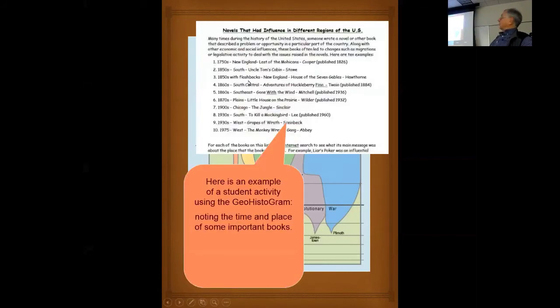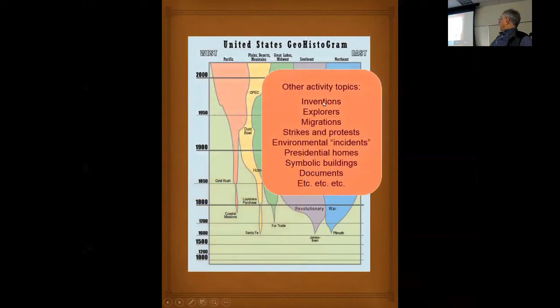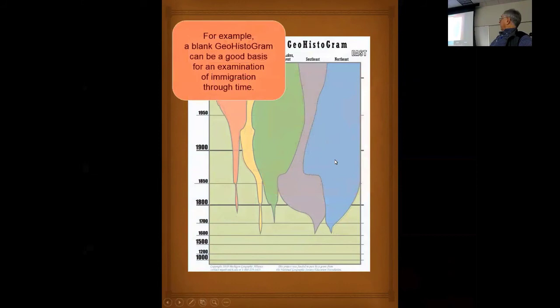So there's a bunch of activities. This is novels, you know, The Jungle, Little House on the Prairie, Gone with the Wind, Huckleberry Finn, Grapes of Wrath. And then they put the little book on different places. They find out where was it written, when was it written, what's going on around it. So there's one activity. There's an activity already written about inventions, explorers, migrations, strikes, protests, and so on. I've got a few copies of the printed activities, but the whole packet of activities is up on your website. And I gave you a couple as a sample.